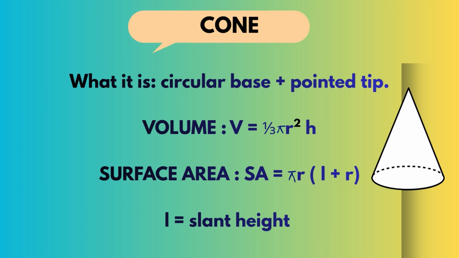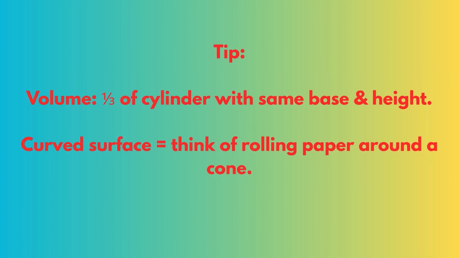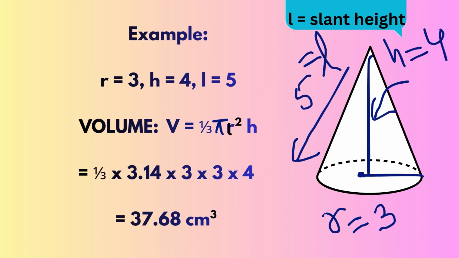For an easy memorization tip, the volume of a cone is 1/3 of a cylinder with the same base and height. For the curved surface, you can think of how much paper you would roll around a cone. First example we will see. We are given a 3 centimeter radius, height 4, and slant height 5.